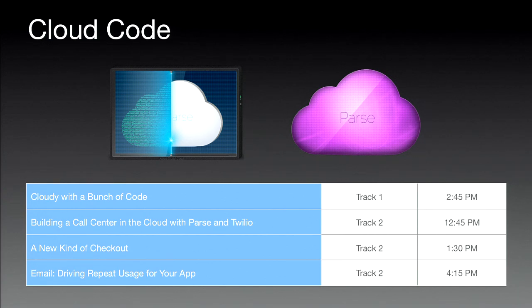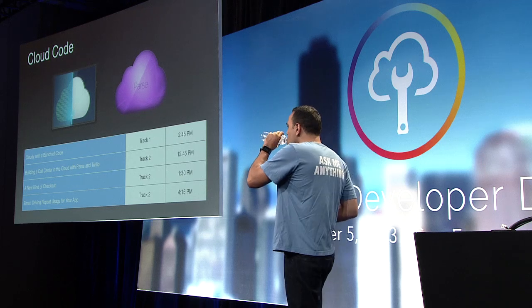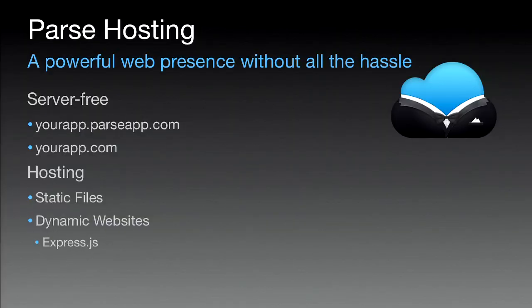Now, we've covered many solutions that help you eliminate any need for servers. But there's one missing piece. You need a website for your application. And of course, it makes sense for Parse to provide you with a way of hosting your website on Parse. It's server-free. You get your own subdomain. Or if you have a domain name already, you can set up your custom domain to point to Parse hosting. Parse hosting provides static files, but you can also use the Express JavaScript framework to build a dynamic website.